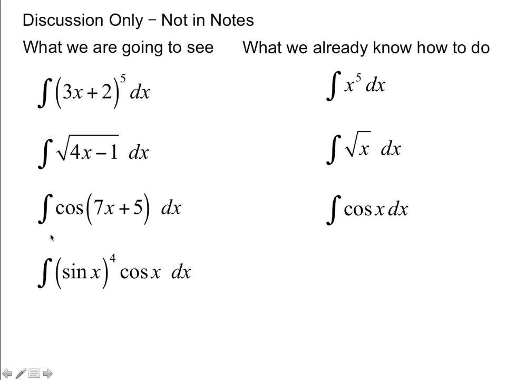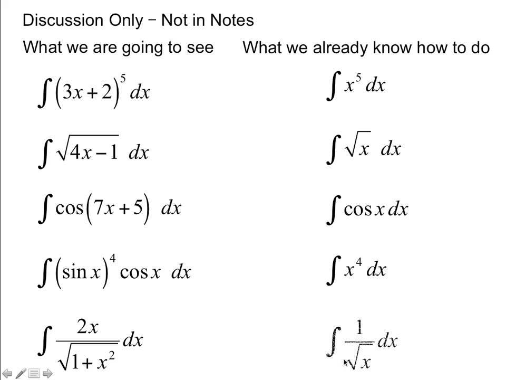We're also going to see stuff that looks like this. It would be really nice if it just looked like this. And we're also going to see stuff that looks like this. This will be the first example for tomorrow. What would really be nice is if it just looked like this, right? Then we could just do x to the negative half and do an antiderivative.